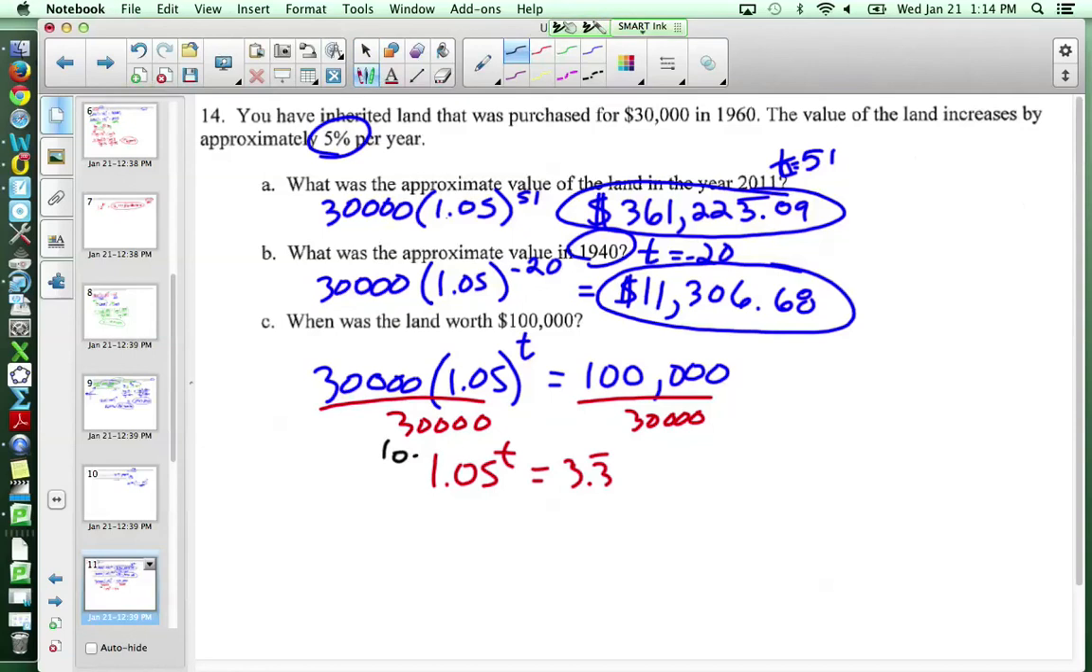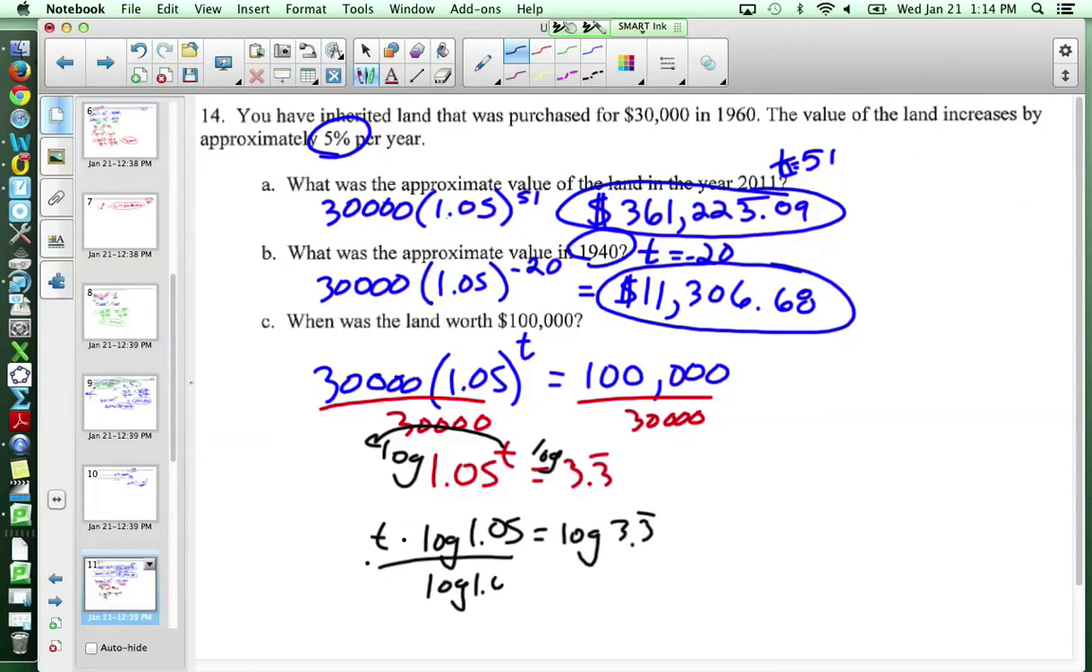Now we can take the log of both sides. If we take the log of the left, now we can swing that time out front. So t times the log of 1.05 is equal to the log of 3.3. To get t by itself, divide by the log of 1.05. Simplify that, we get t equals 24.68. So 24.68 years from 1960, it will equal $100,000.